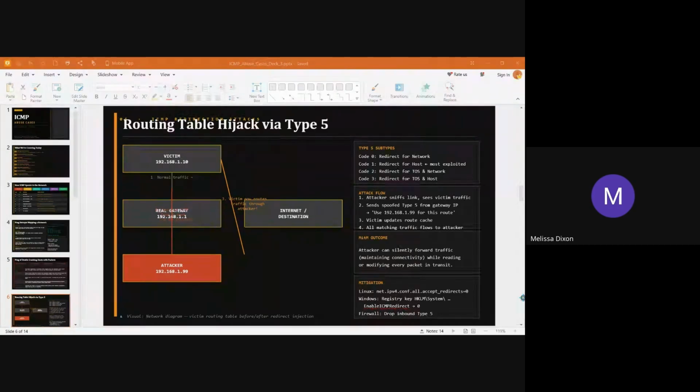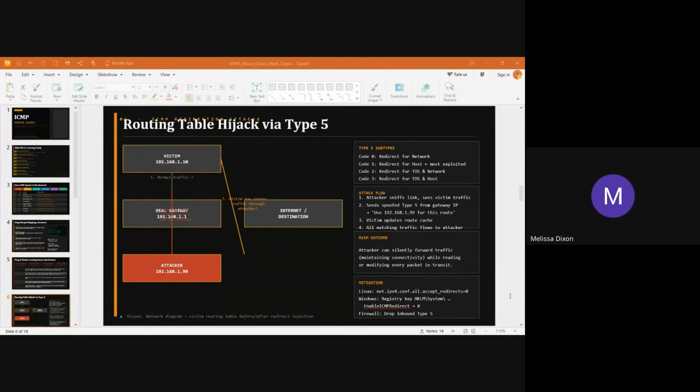So the real world context of this is that this attack requires LAN access. So it's essentially an insider threat, a post-initial-access technique. And if an attacker has already compromised one device on a VLAN, they can redirect traffic from every other host on that same VLAN.